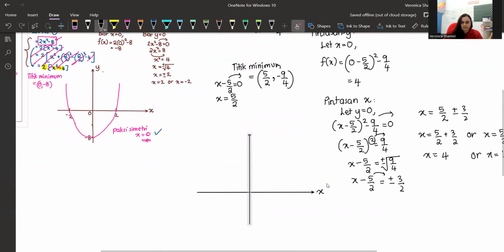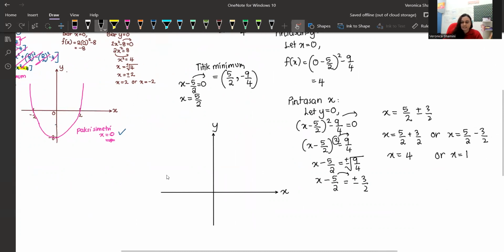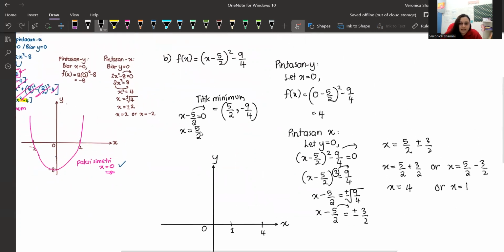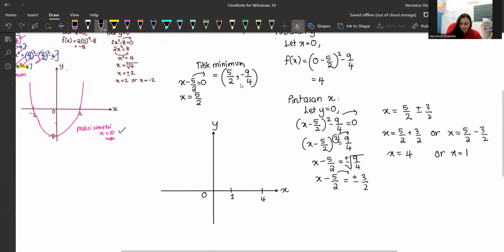Okay, this is x, y. Tadi x teacher ada 1 dengan 4. Okay, when 1 is here, 4 is here. What is my minimum point tadi? 5 per 2 and negative 9 over 2. Okay, 5 per 2, you can write in bentuk perpuluhan for you to see. Okay, negative 9 over 4 is negative 2.25.